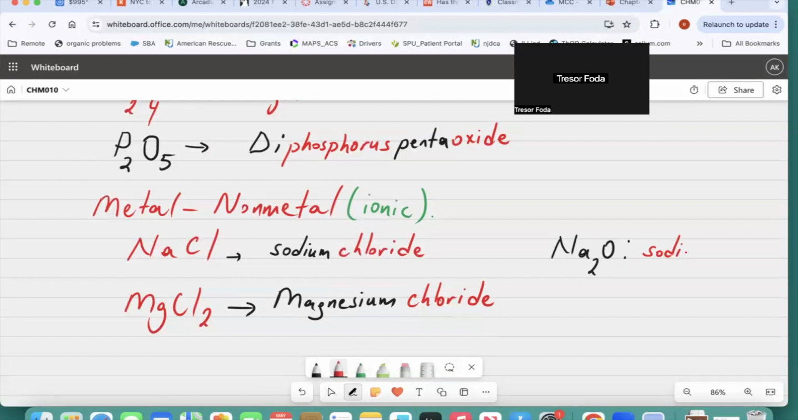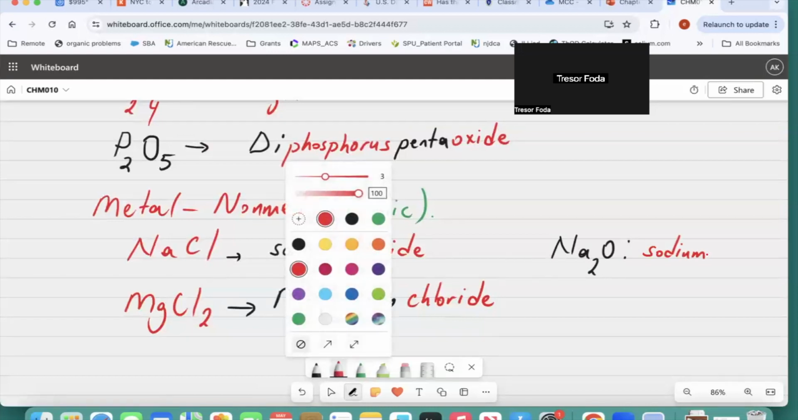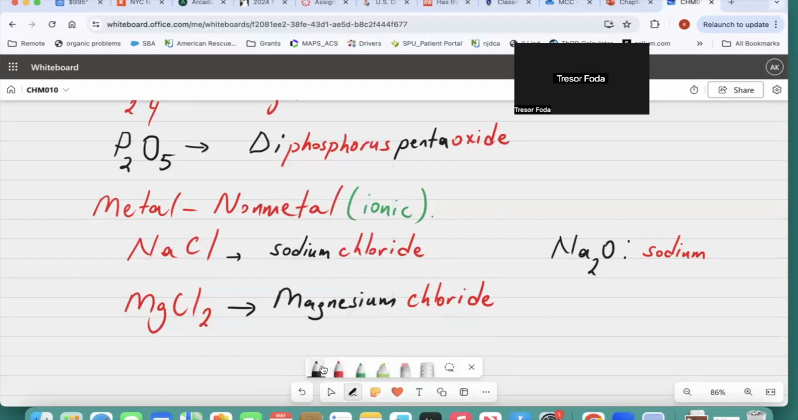For non-metal to metal, we don't really care for the first one. We're not going to use any Latin prefixes, so it's going to be sodium. And the second one is going to be what? Oxygen. Oxygen is going to become what? Oxygen, but it's going to become oxide. Yes, oxide, remember? Okay, I think this was your question. Yeah, that was it. Thank you.